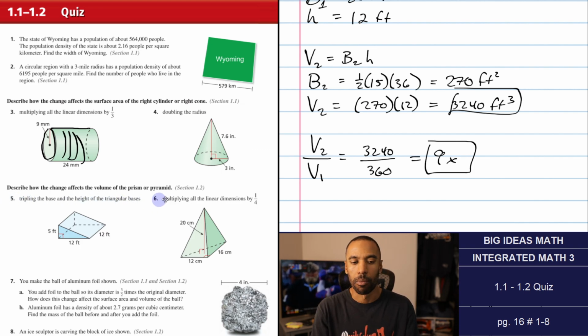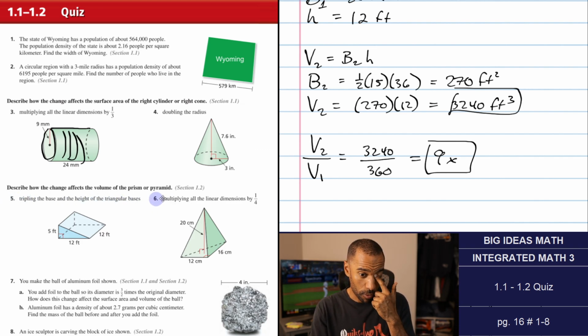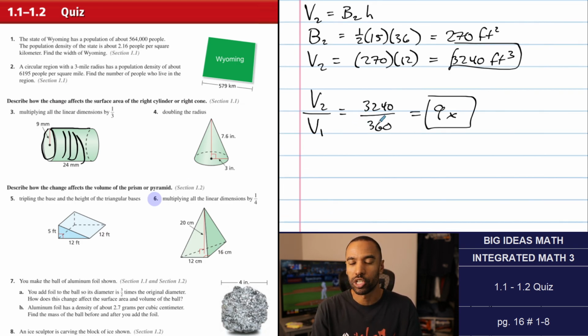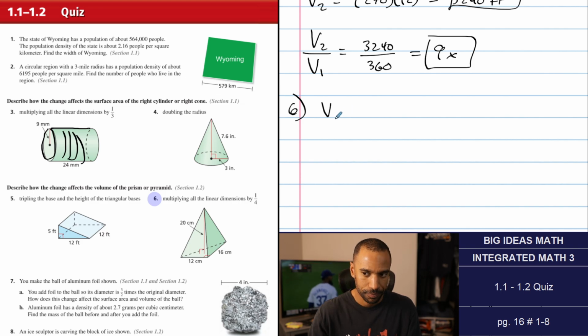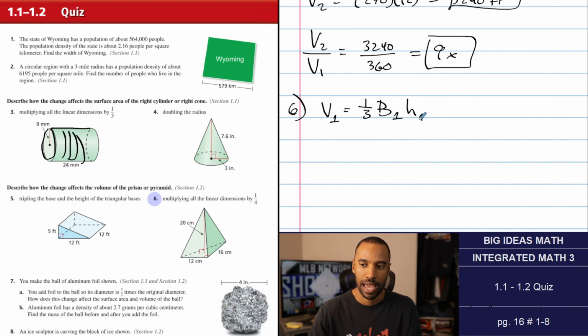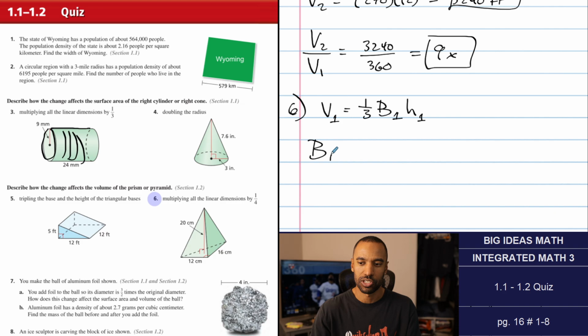For number 5. Number 6, multiplying all the linear dimensions by 1/4. Well, making it 4 times smaller in 3 dimensions will make it 1/4 cubed, which is 1/64 the size. But of course, we must do the calculations, I suppose. So let's go ahead and attempt to do those. Volume of a pyramid, or of object 1 in this case, is 1/3 area of base times height. Now, we're going to talk about B1 and H1 in this case.